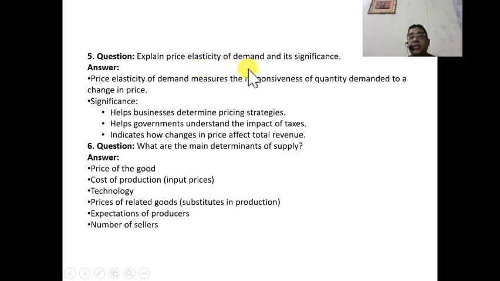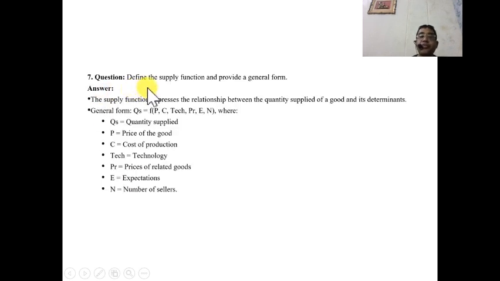Explain price elasticity of demand and its significance. Price elasticity of demand measures the responsiveness of the quantity demanded to the change in price. Significance: it helps businesses determine pricing strategies, helps government understand the impact of taxes, and indicates how changes in price affect total revenue. And question number 6, what are the main determinants of supply? The main determinants of supply are price of goods, cost of production, technology, prices of related goods, expectation of producers, and number of sellers.